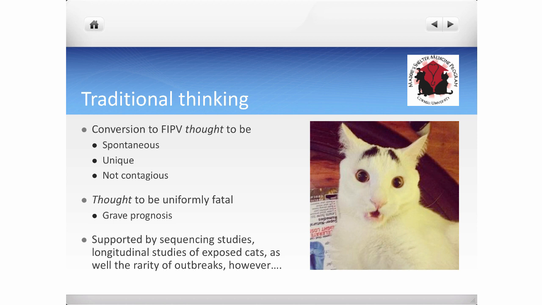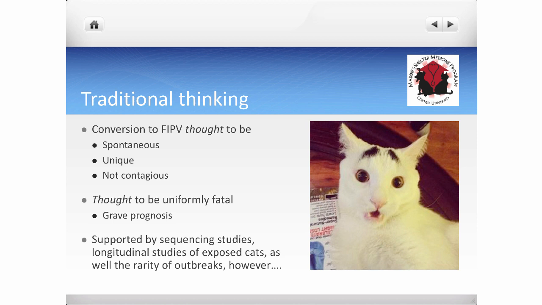So traditional thinking was that this conversion from coronavirus to FIPV was somewhat spontaneous and unique to individual cats, and that it's not contagious between cats. And it was also thought to be uniformly fatal, that cats could not survive FIP, and truly the vast majority cannot. There have been some laboratory studies that have challenged cats with FIP and had them develop disease and actually go on to live for a fairly long amount of time. But those have been very small numbers in completely controlled laboratory settings. Generally speaking, we think it's uniformly fatal.